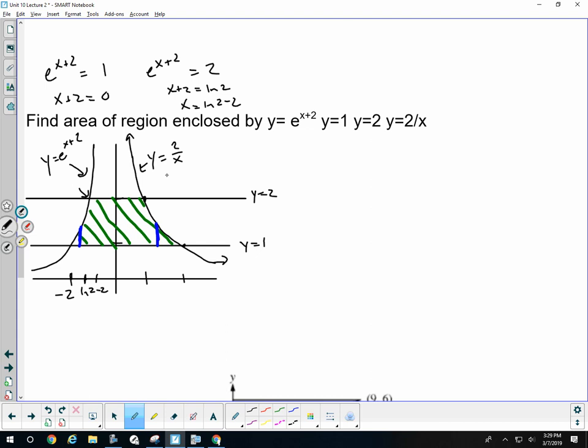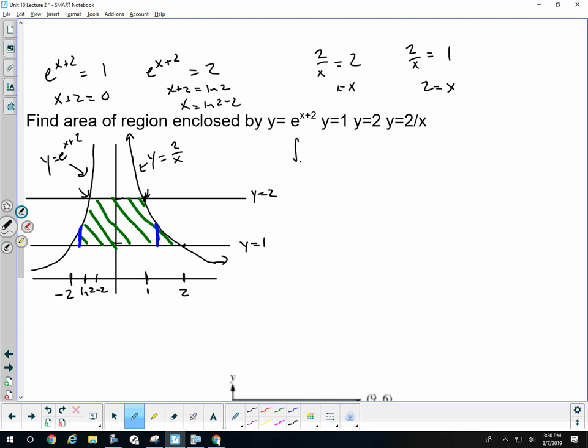All right. The next one, we have 2 over x intersecting with y equals 2. That's right here. So that's x equals 1. So that's nice. And then the last intersection is when 2 over x intersects with y equals 1. And we get x is 1/2. No, x is 2. And so that's nice too. So we got one crazy intersection here. Okay, so let's write our integrals.